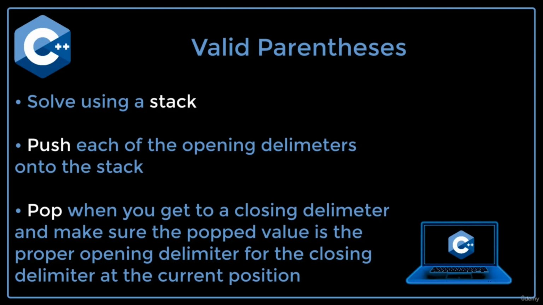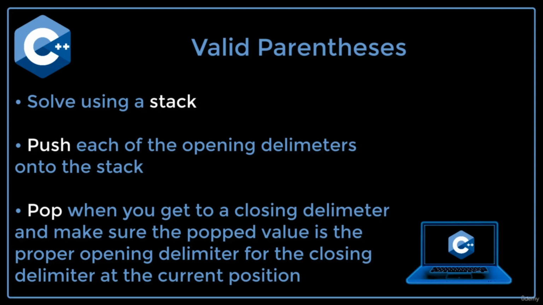If we hit a closing delimiter, we will check if it matches the type of opening delimiter. If it does, we can continue. Else, we can return false because there is a mismatch. If we get to the end of the for loop and our stack is not empty, we will return false.